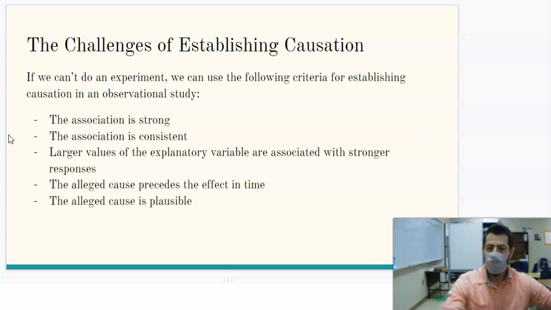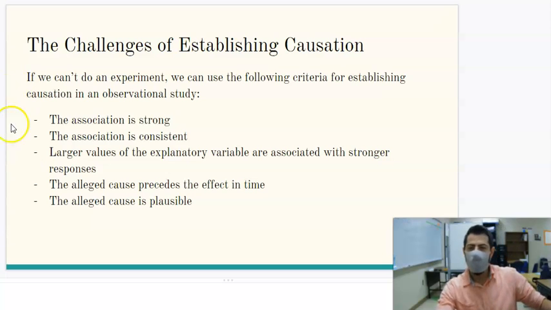A lot of times, when we can't do an experiment, we can only do an observational study. These are the criteria. If we fulfill them, we can still get causation, right? So if we are able to get all of these in an observational study, then a lot of times we can, in fact, show causation.